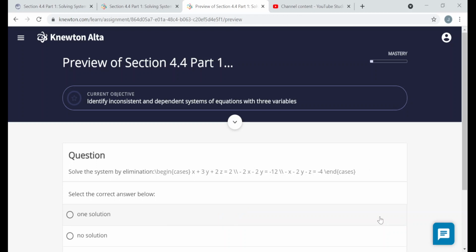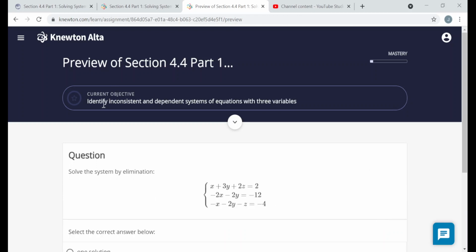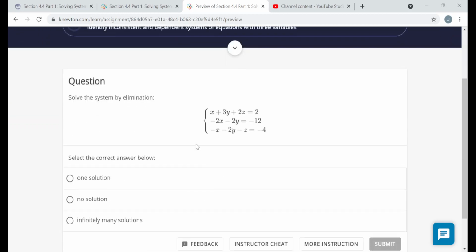Alright, so this one is on a different objective. We're asked to identify inconsistent and dependent systems of equations with 3 variables. Basically, they're giving us a system of equations with 3 variables, and asking us, does that system have one solution, no solution, or infinitely many solutions?